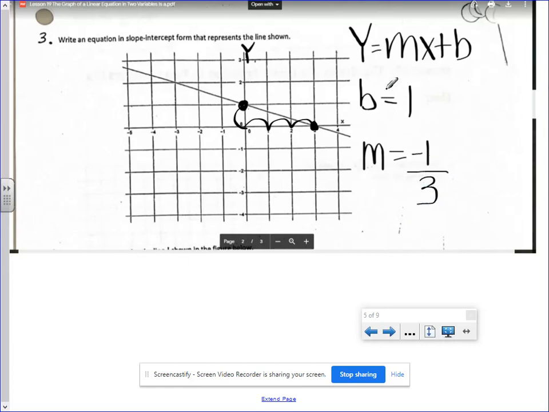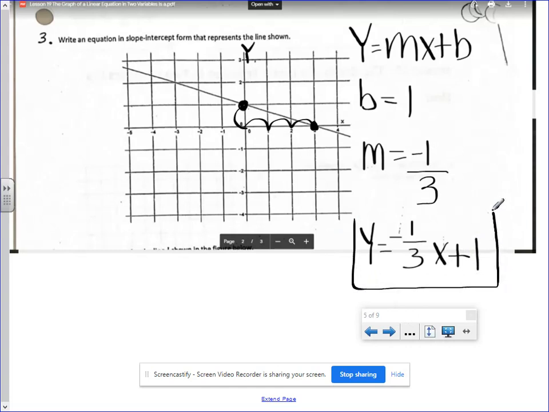Our last step is we now can replace b and m with those numbers. So y equals, I'm replacing m with what I just got, which was -1/3. I don't have anything to replace x with, so I just leave the x, but I do have a number to replace b with. Since this is a positive one, I'll put +1. And that's my answer. That's the equation of that line. Y equals -1/3 x plus 1.